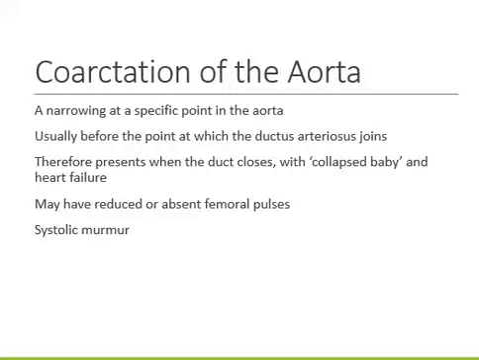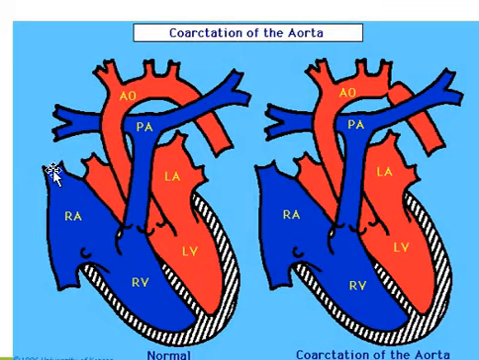Coarctation of the aorta. This is a narrowing at a specific point in the aorta, usually before the point at which the ductus arteriosus joins. Therefore it presents when the duct closes, with a collapsed baby and heart failure, and may have reduced or absent femoral pulses, systolic murmur. So as you can see, this is the normal aorta, it's just small, and when you look at the heart with coarctation of the aorta, you see this kind of constricted area, so there will be limited blood flow.